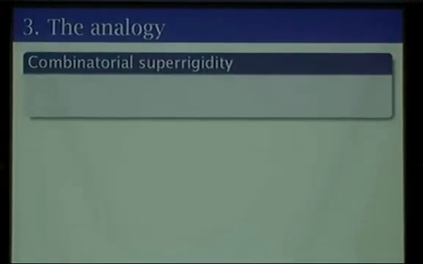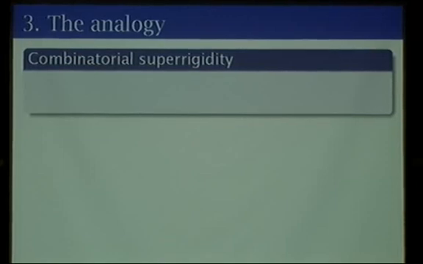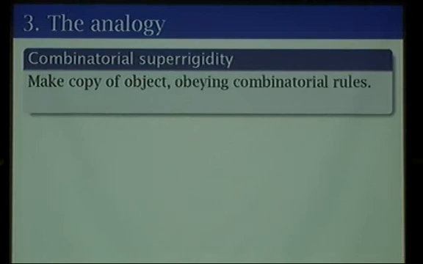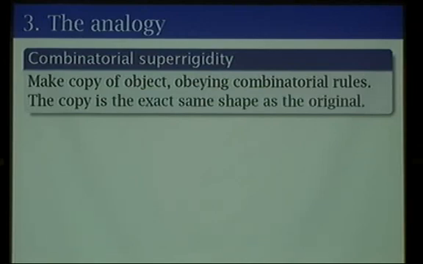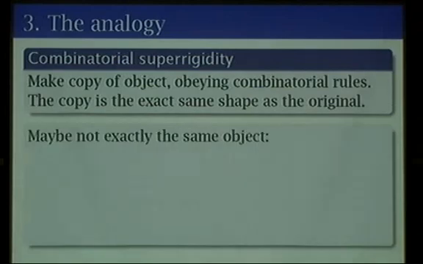Okay, so let me talk about why these two topics that really seem quite different are just two different versions of the same idea. To do that, let me talk more precisely about what combinatorial superrigidity is. Remember, it said that if you make a copy of the object, obeying the combinatorial rules, so if you glue the sticks together properly, it has to have exactly the same shape as the original. That's what combinatorial superrigidity means, but let me rephrase that so that it sounds more like the group theoretic version.